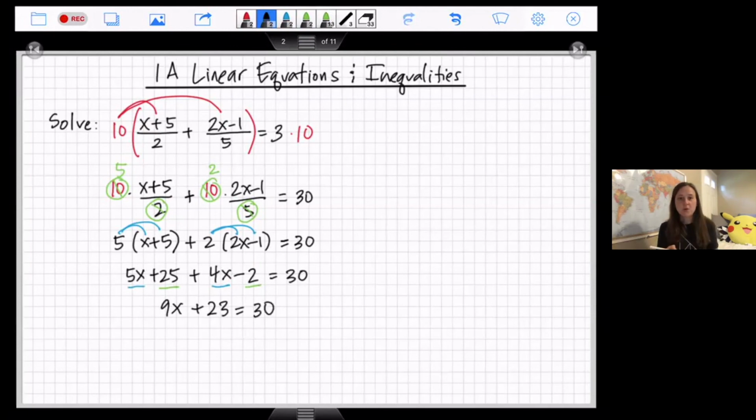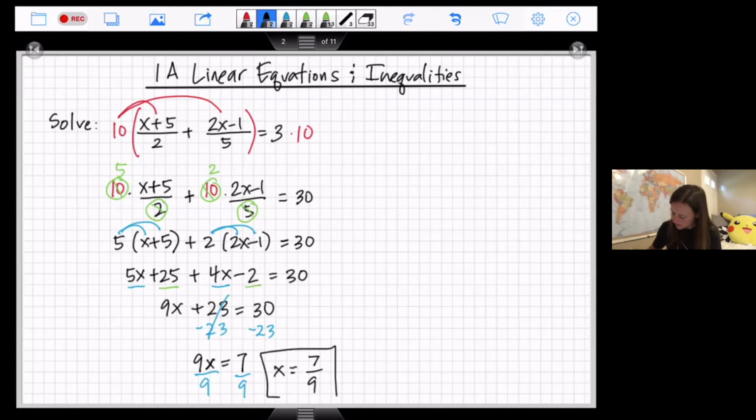Let's scoot the 23 over to the right. We'll use subtraction to do that. And that gives me 9x on the left. 30 minus 23 gives me 7. And now we'll just divide both sides by 9. And x equals 7/9. Another fractional answer? No problem.